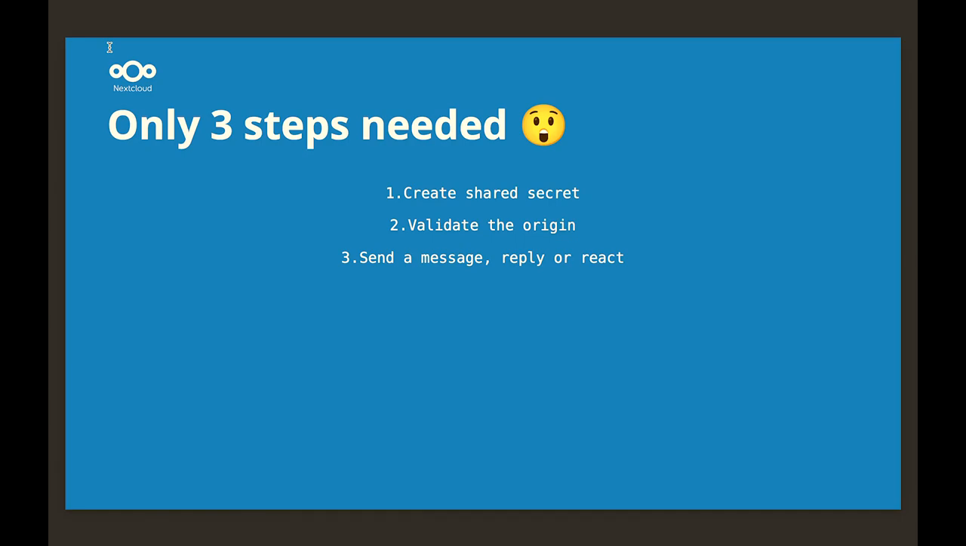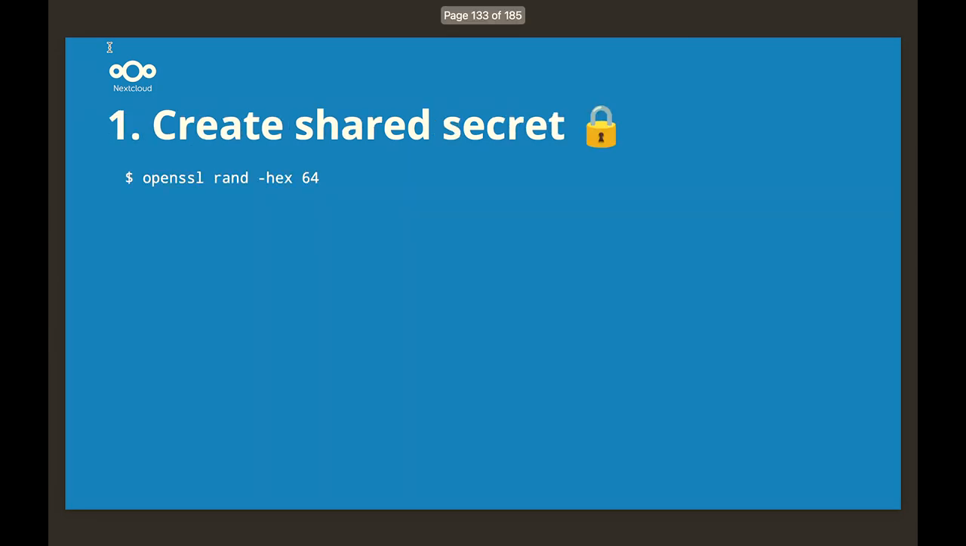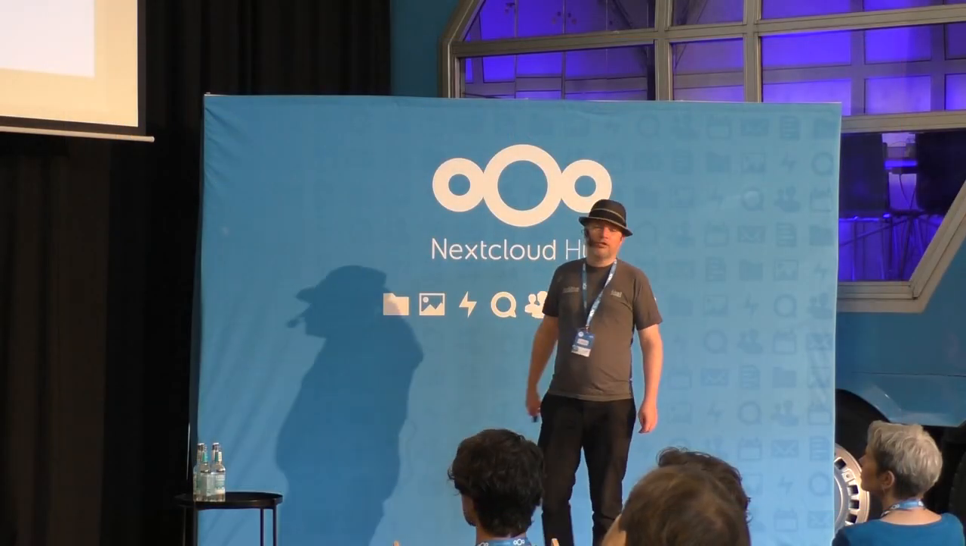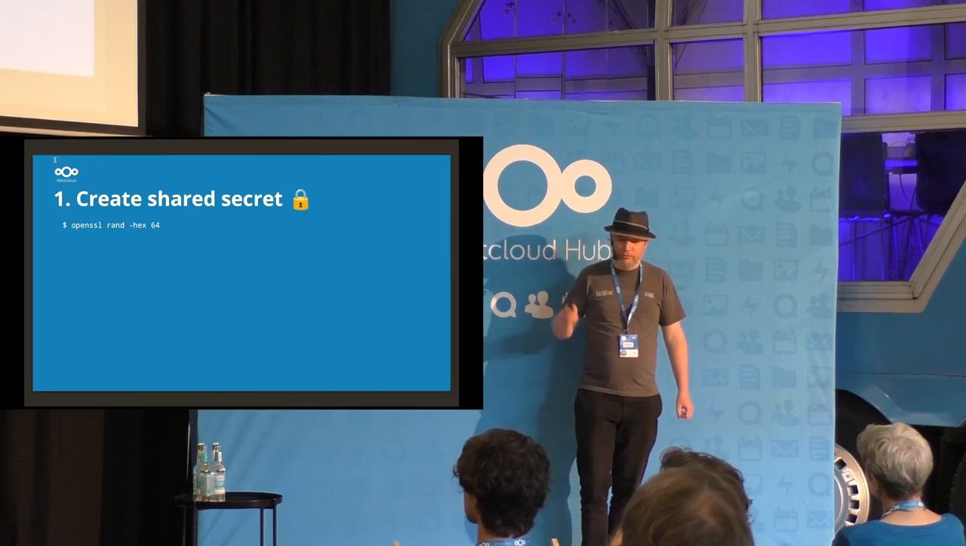So there are three steps you need to do to create a bot that can put messages in a room and even reply and react. First, you need to create a shared secret. This is definitely the easiest step, at least I understand what this does. So that should not be a big problem for most of you.